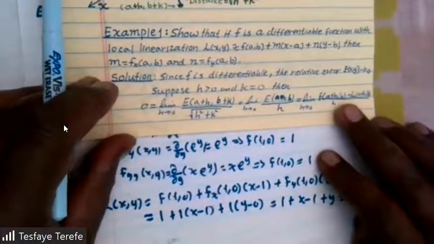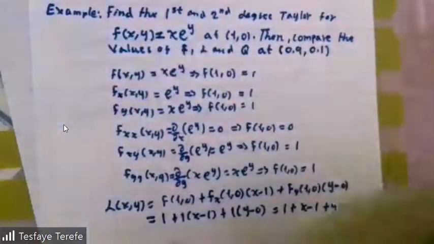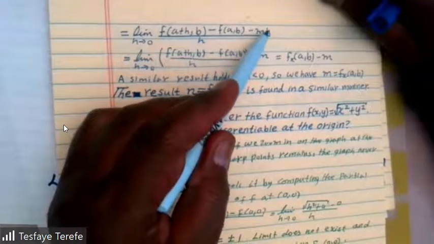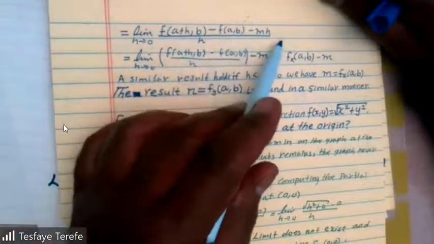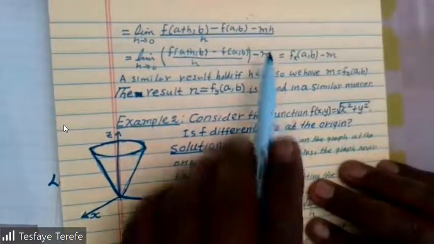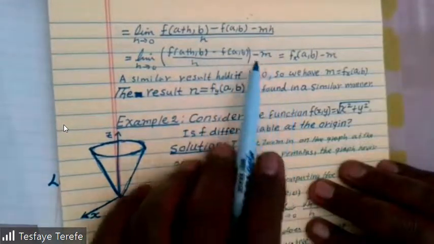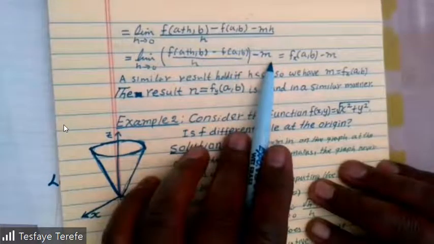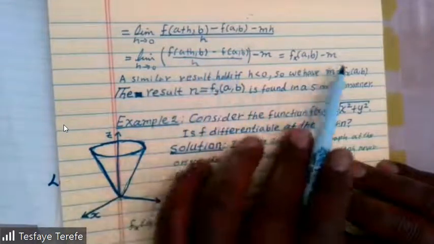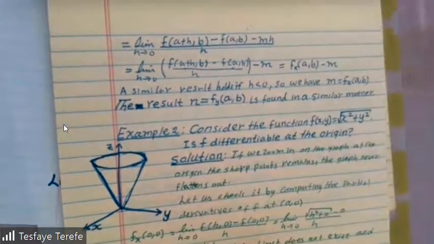If this is the case, then the linearization is going to be f of (a, b) plus m times h, where the k value is 0. We have this term. Factoring out h and reducing by h, this will be m. But when you look at this term, this is really the partial derivative with respect to x, minus m. And you can make a similar argument for the other variable.